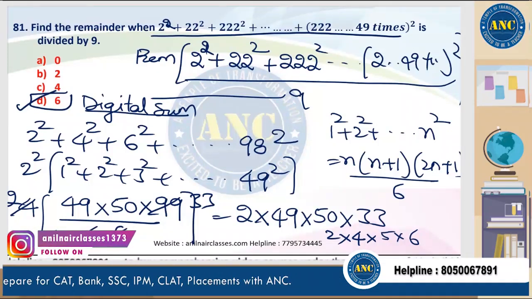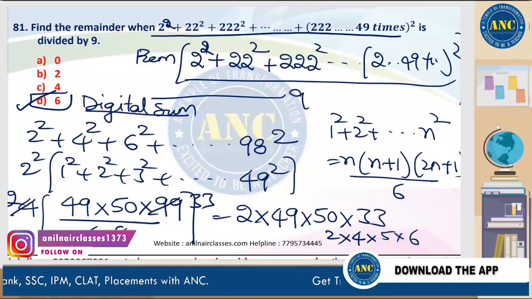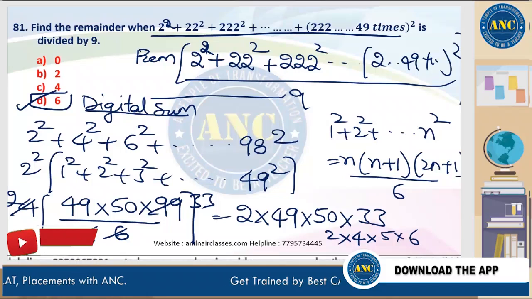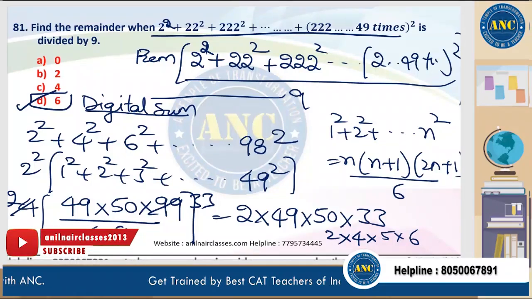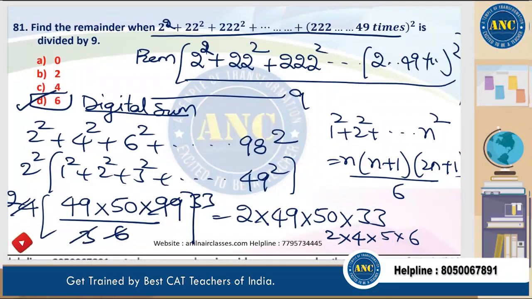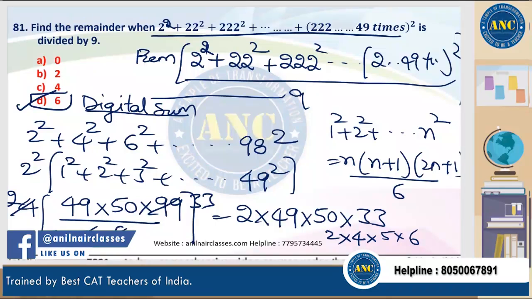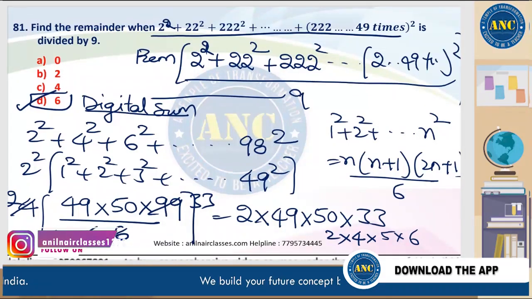It is a 2 square. Idea is clear, right? 2 square if I take common. Digital sum is nothing but the sum of the digits. 2 plus 2 is 4. 2 plus 2 plus 2 is 6. 2 square, 4 square, 6 square and so on up to 98 square.